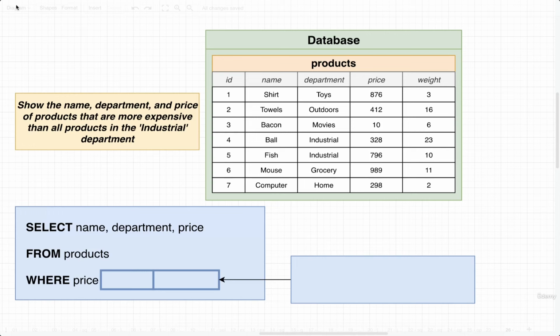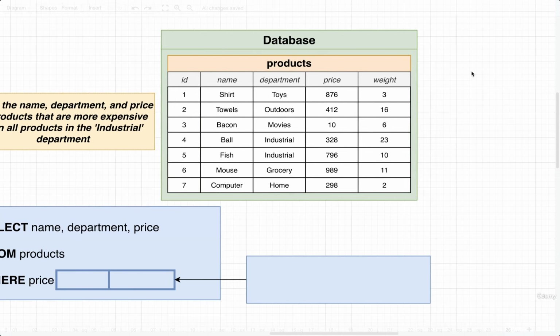Let's take a look at another use of a subquery inside of a where clause. This time around, we're going to be making use of an operator that we've not used before to do our comparison. The goal here is to show the name, department, and price of all the different products that are more expensive than all of the products in the industrial department.